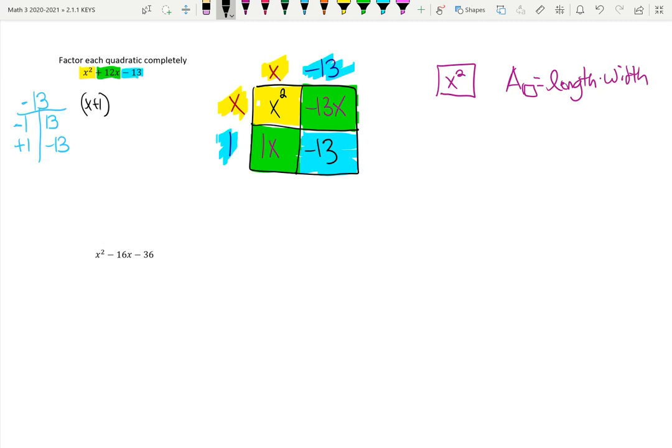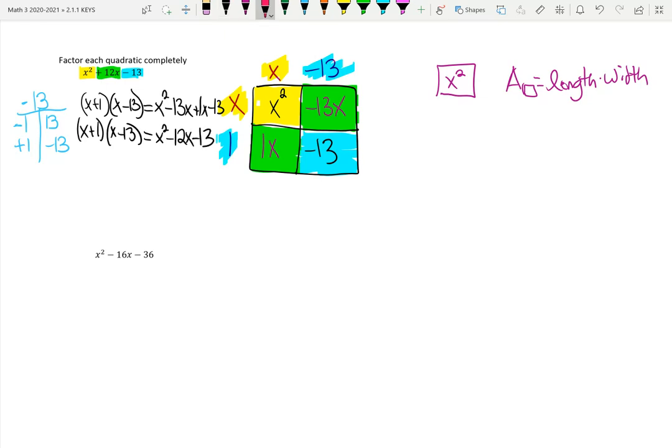Now, I do want to point out that what we have discovered is that x plus 1 times x minus 13 is equal to x squared minus 13x plus 1x minus 13. And if I simplified it on the right side by combining like terms, I would get x squared minus 12x minus 13.